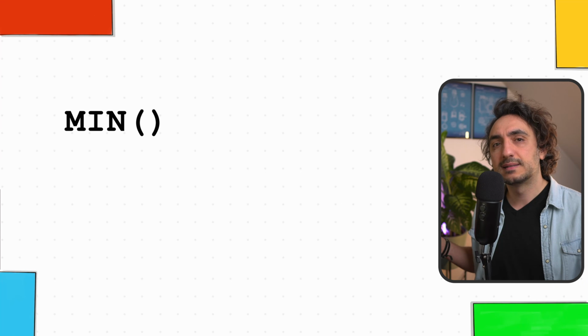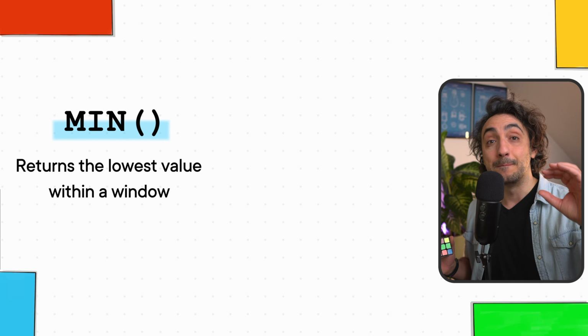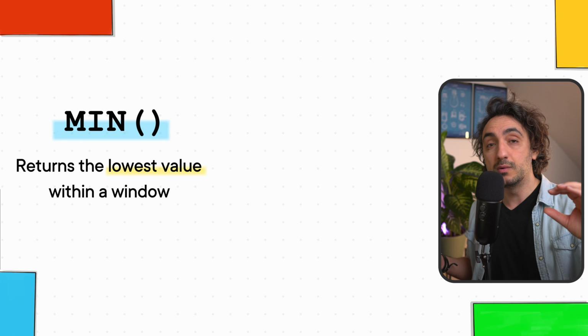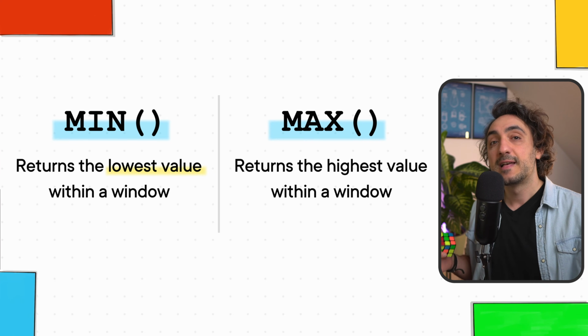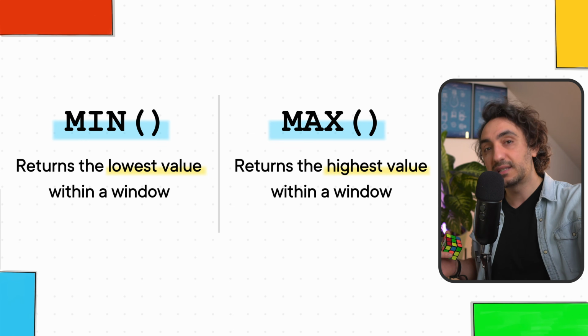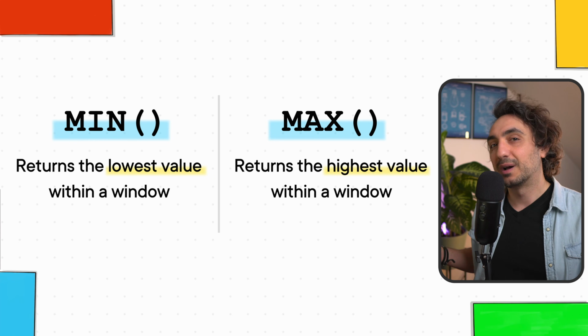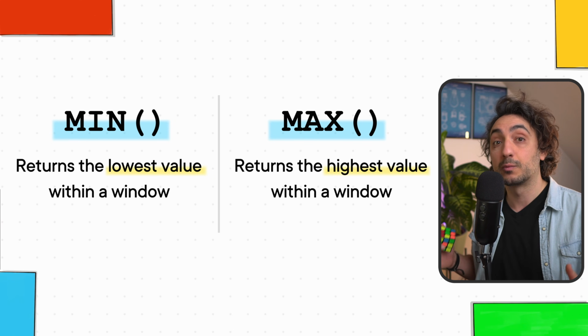Alright guys, so what are the min and max functions? They are very simple but yet very powerful functions for analytics. The min is the function that's going to return the minimum, or let's say the lowest value within a window, whereas the max is exactly the opposite. It's going to find the maximum value, or the highest value, within a window. So now let's understand how SQL works with these functions.